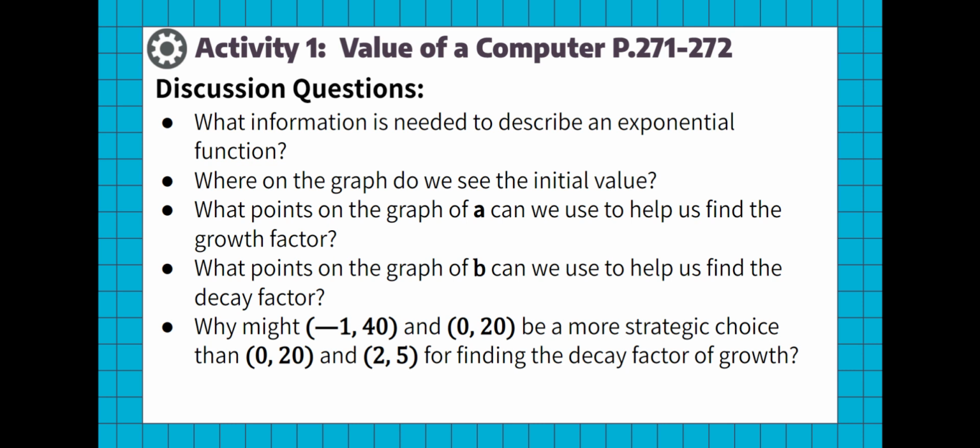What points on the graph of A can we use to help us find the growth factor? Again, pause as needed. For this one, you could use (0, 5) and (1, 15), or you could use (1, 15) and (2, 45). What points on the graph of B can we use to help us find the decay factor? For this graph, we could have used (-1, 40) and (0, 20), or we could have used (0, 20) and (2, 5).